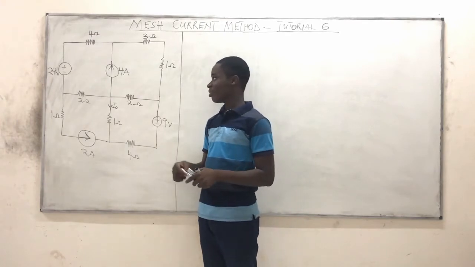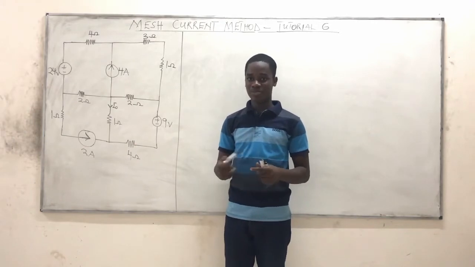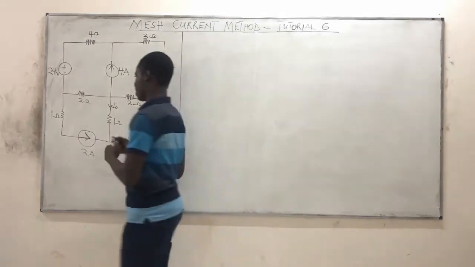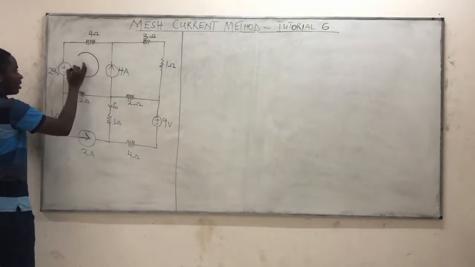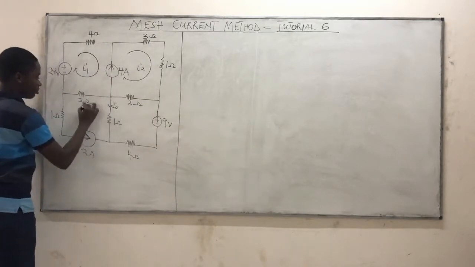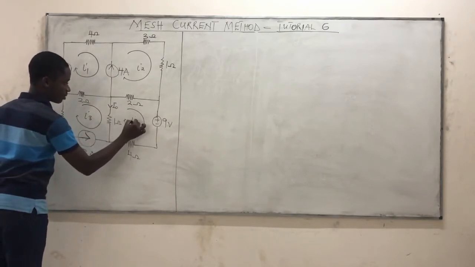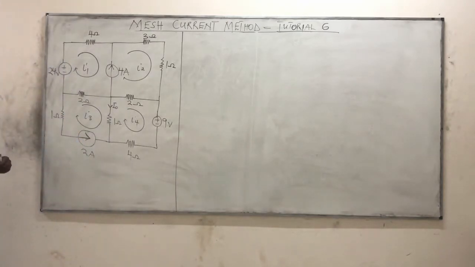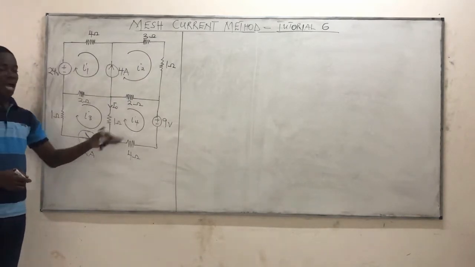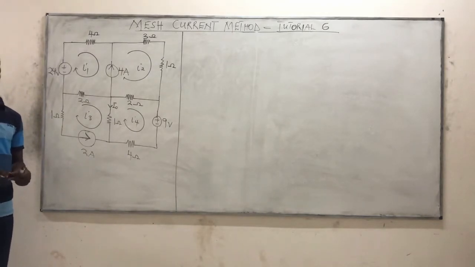As we identify the number of meshes, we assign our currents to them. In this diagram, we have 4 meshes, so let's assign our mesh currents. In this mesh I'll call it I1, then I2, I3, and I4. So I have mesh current I1 in this mesh, I2, I3, and I4.